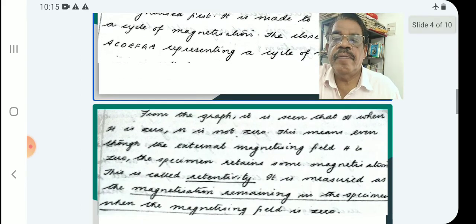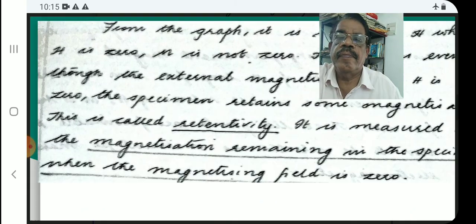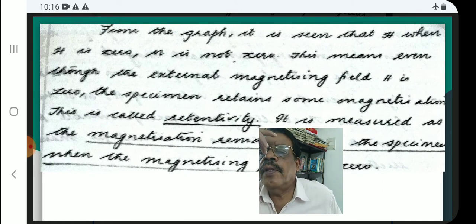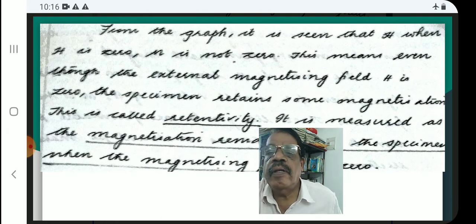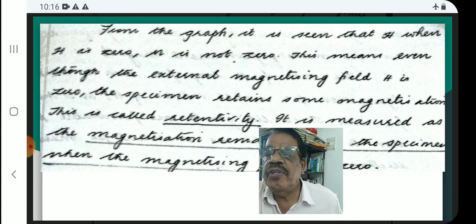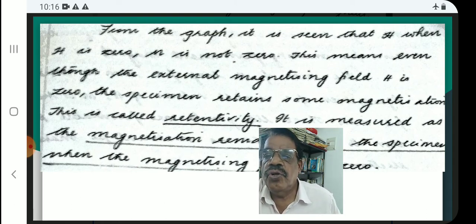From the graph it is seen that when H is 0, M is not 0. When we make H 0 and come to the left side, M does not become 0. And this means even though the external magnetic field H is 0, the specimen retains some magnetization.